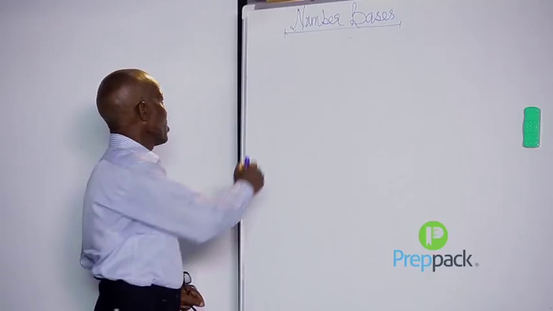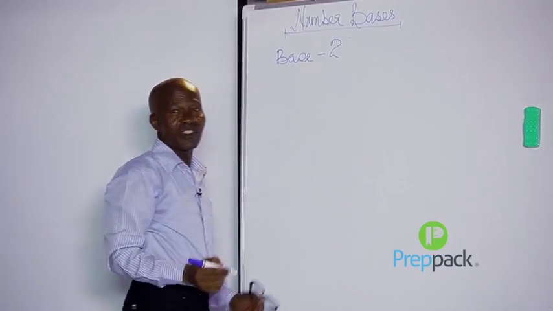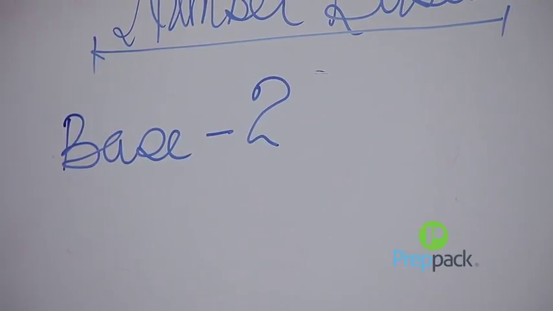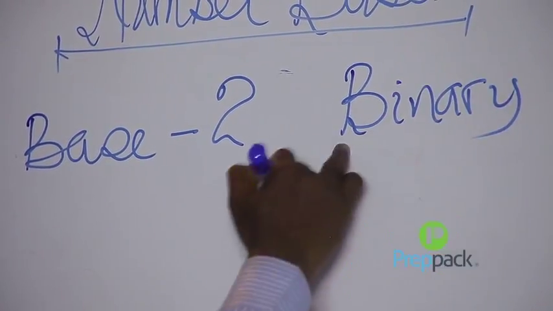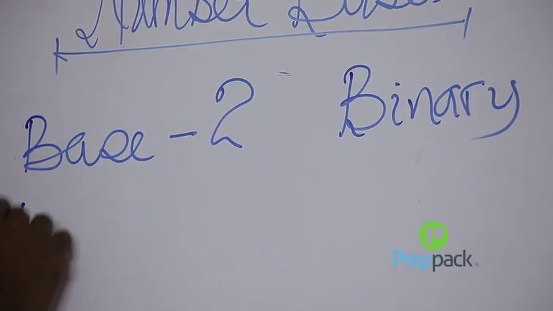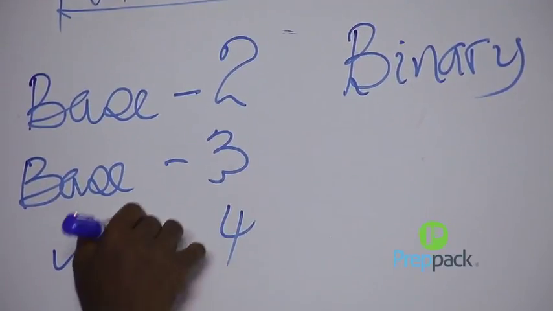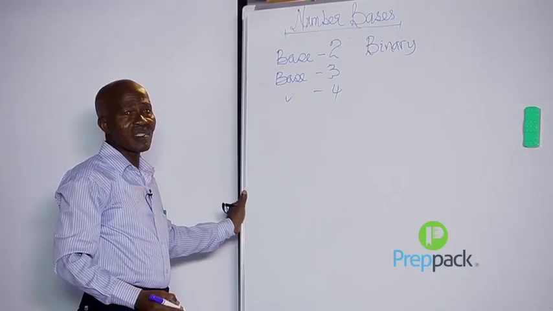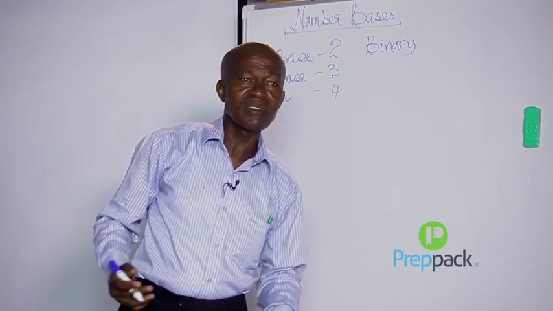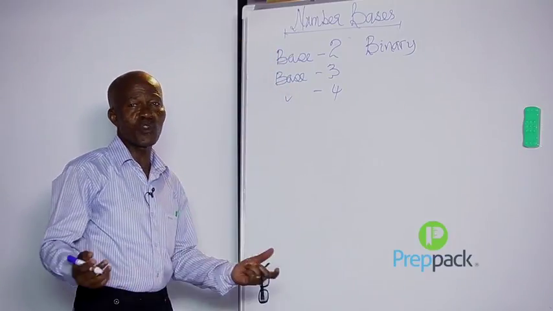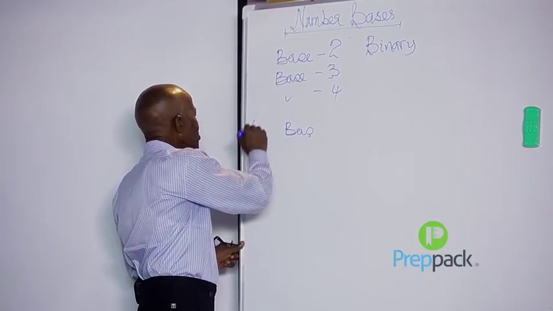We have base 2, which is generally referred to as binary. Binary, bi meaning 2. We have base 3, base 4, etc., etc. We are considering the numerals in base 2, which could be written in this form: base 2 numerals.